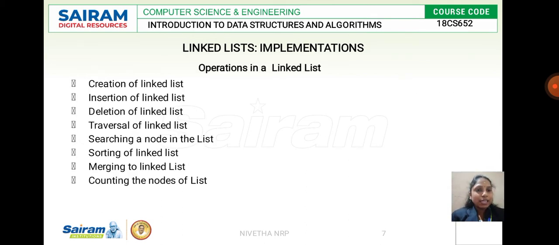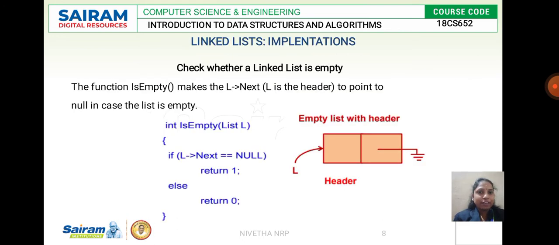We'll see what are all the operations we have in a linked list. We can create a linked list, we can insert an element in a linked list, we can delete from a linked list, we can traverse a linked list, we can search for a node in a linked list, we can sort a list, we can merge a list, and we can count the number of nodes in the list. These are all the basic operations we have in a linked list, and we'll discuss them one by one.